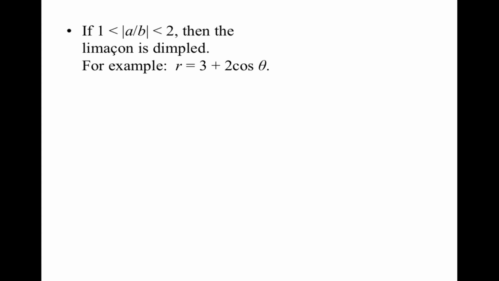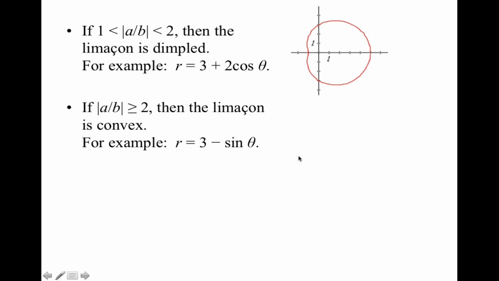Then the next type is if the absolute value of a over b is between 1 and 2, then the limacon is dimpled. So for example, r equals 3 plus 2 cosine theta. So it doesn't go all the way in like the heart-shaped one. It just has this little like dip right here.